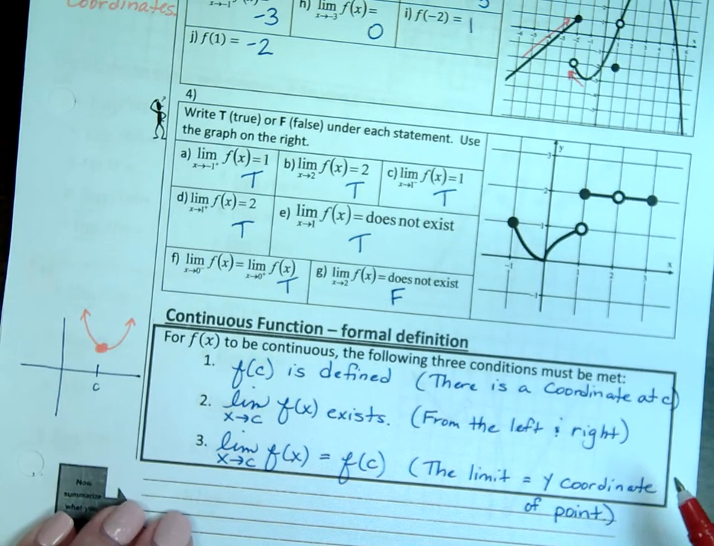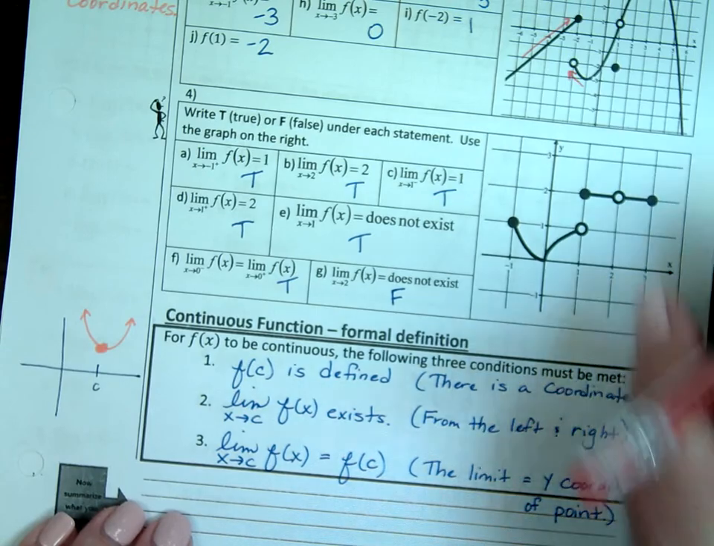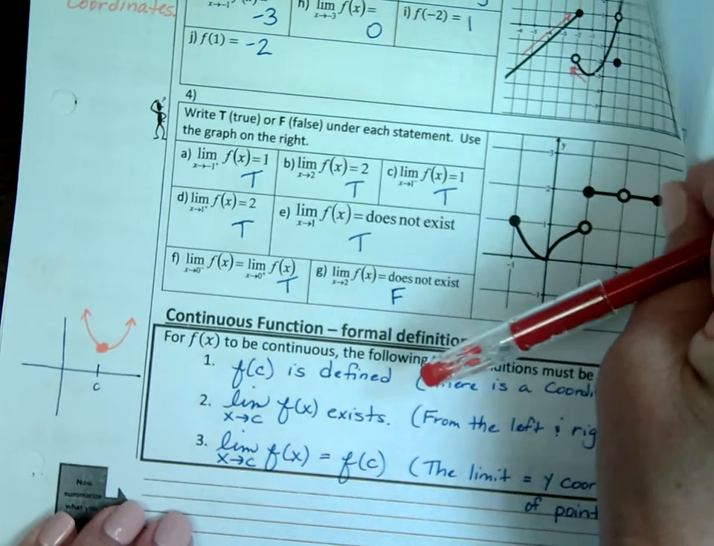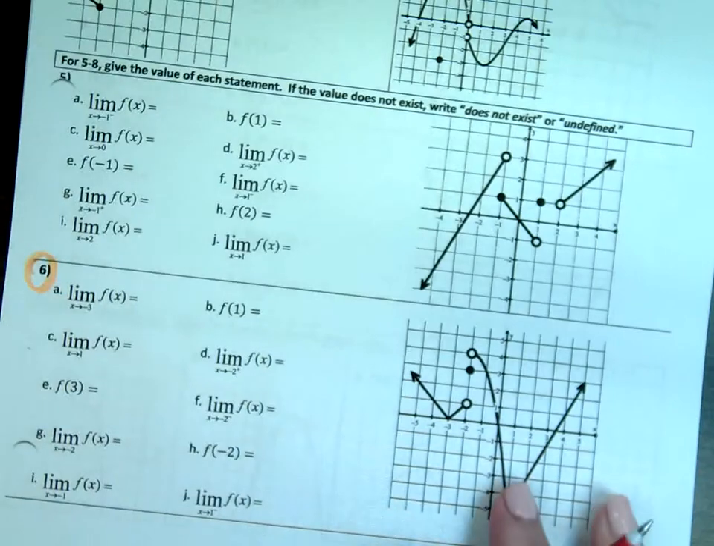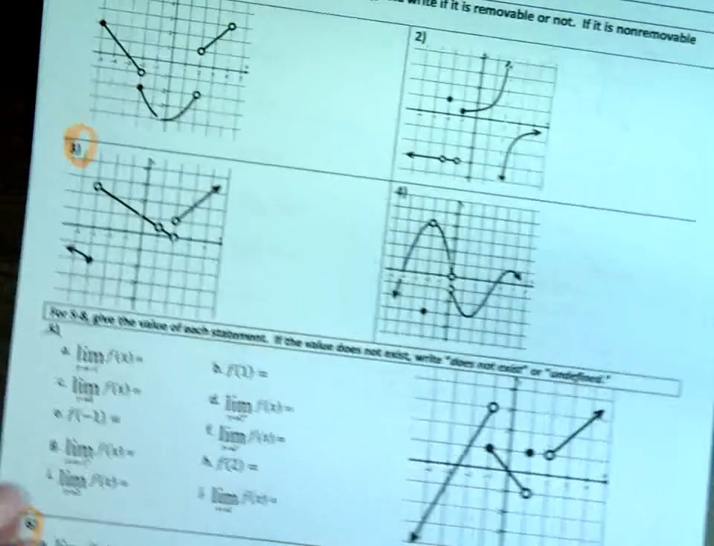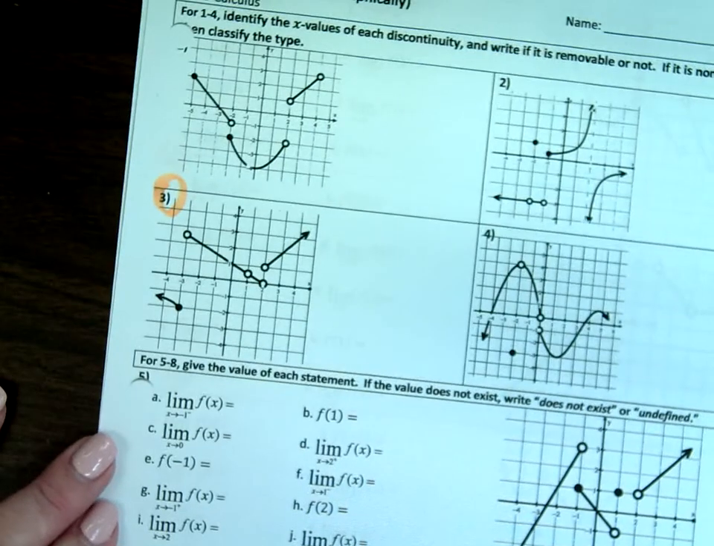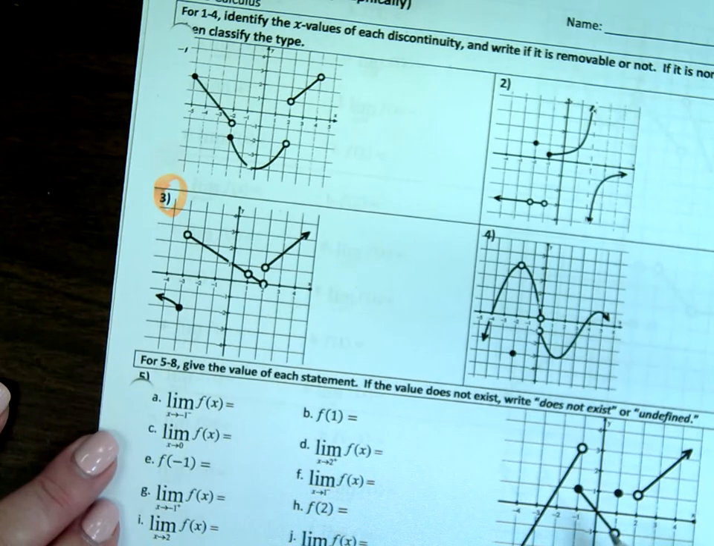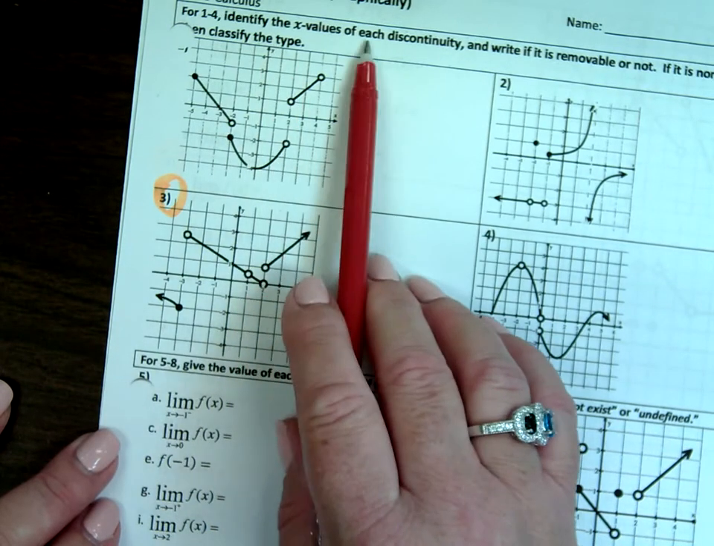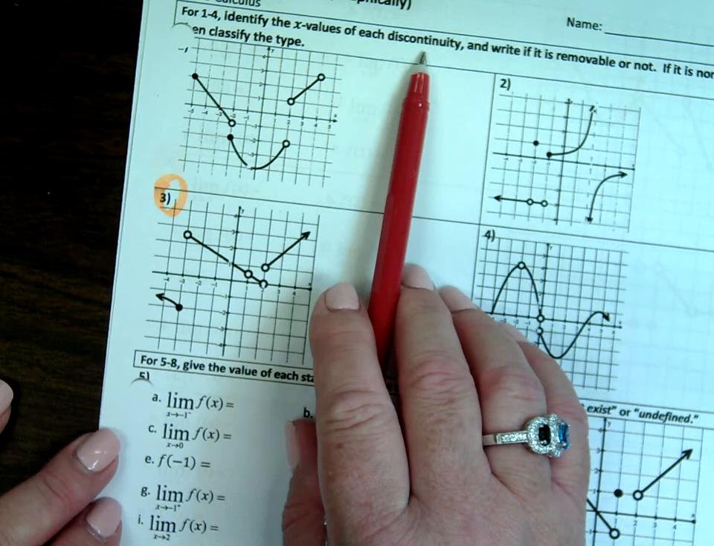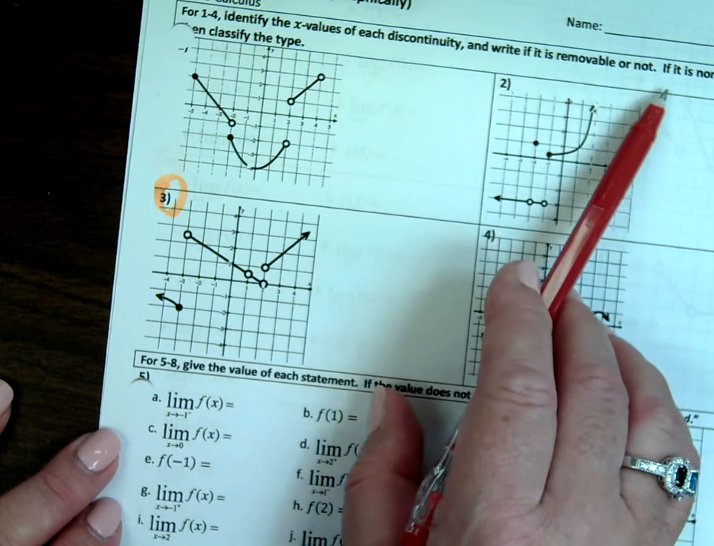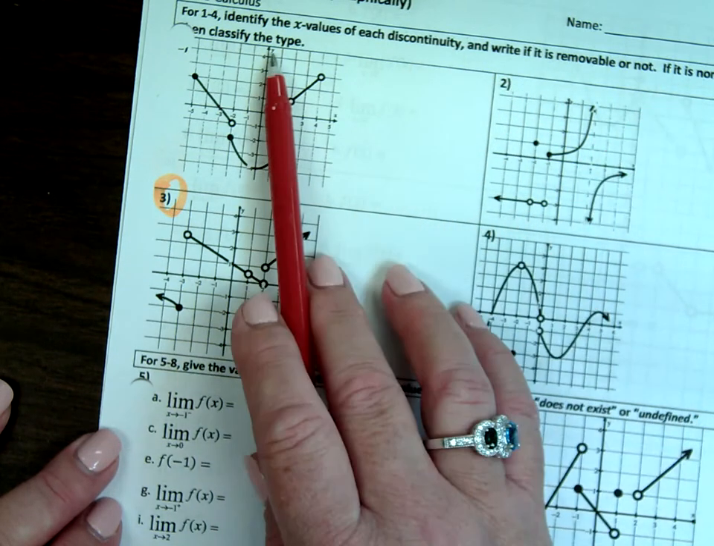Whew, that was the notes. Okay, let's try some examples together. See if we can clarify this. So again, I just randomly picked a few problems. The first one I'm looking at is number 3. And number 3 says identify the x values of each discontinuity and write if it's removable or not. If it's non-removable, then classify the type.